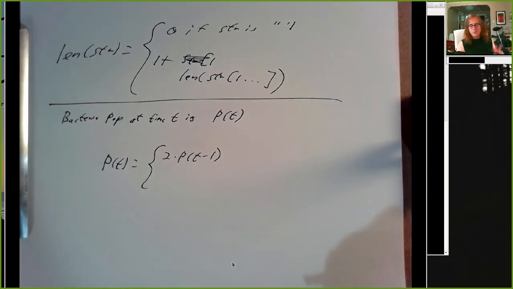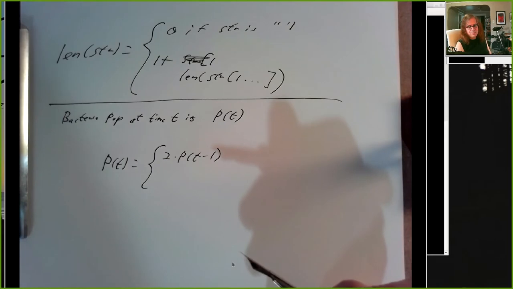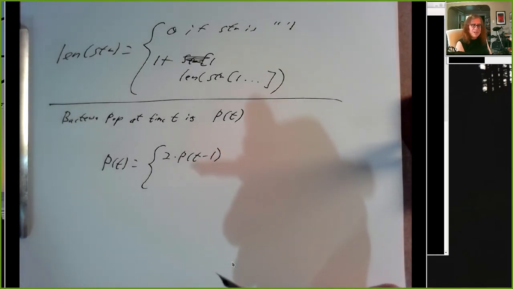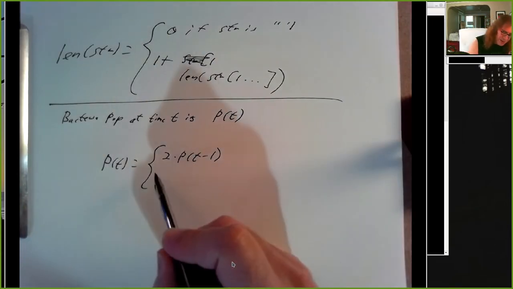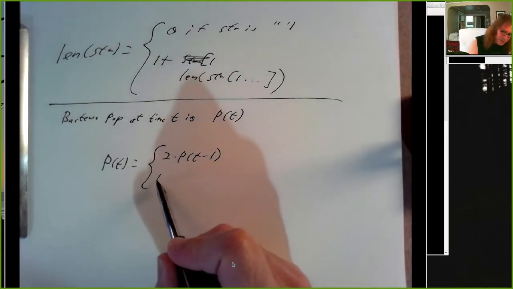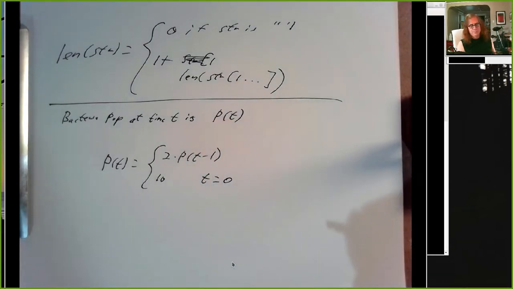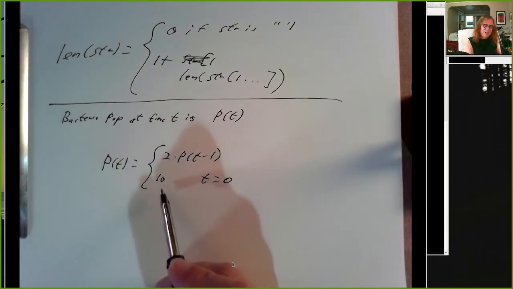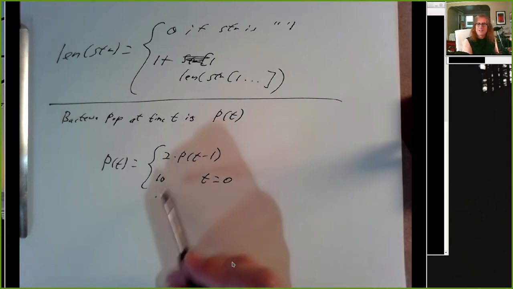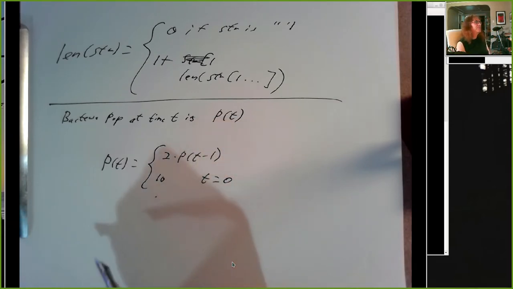Population at time t is twice what it was at time t minus 1. That tells us nothing about the actual population, though, unless we know a particular number. So I might know, for example, that at time 0 the population was 10. Okay, so now I know the population at time 0 was 10, so at time 1 the population was 20. At time 2, it was 40. At time 3, it was 80, and so on. Right, so there's a recurrence relation.